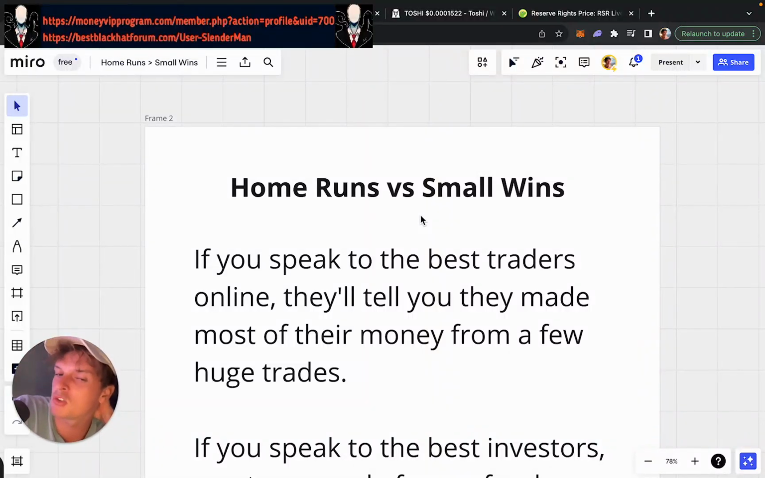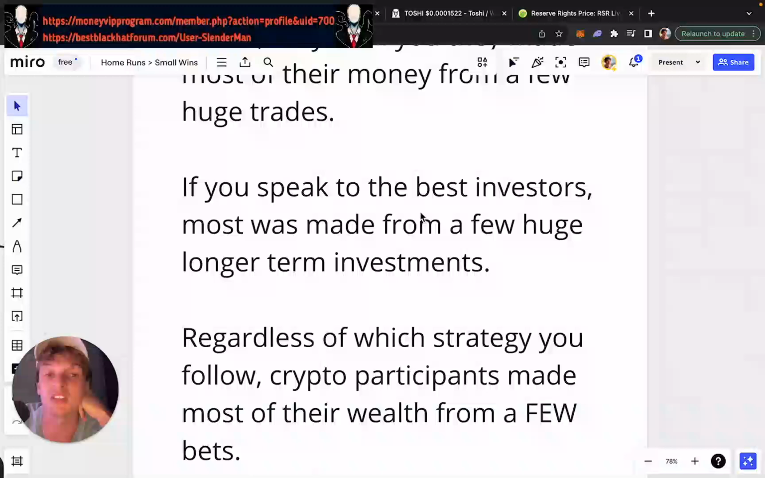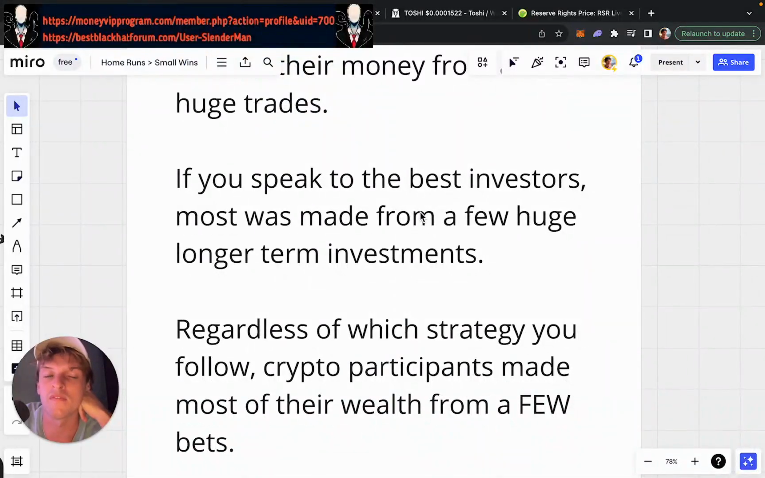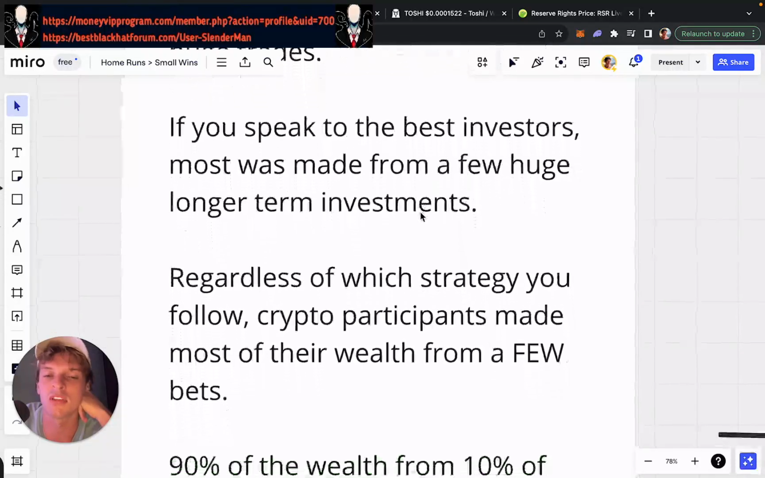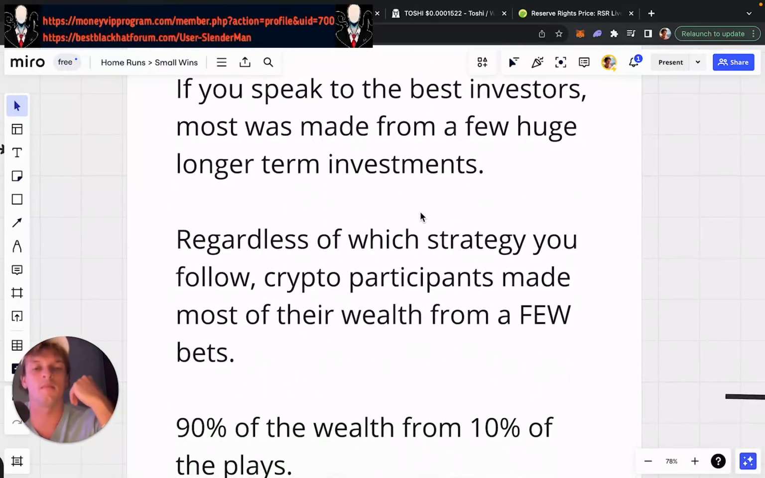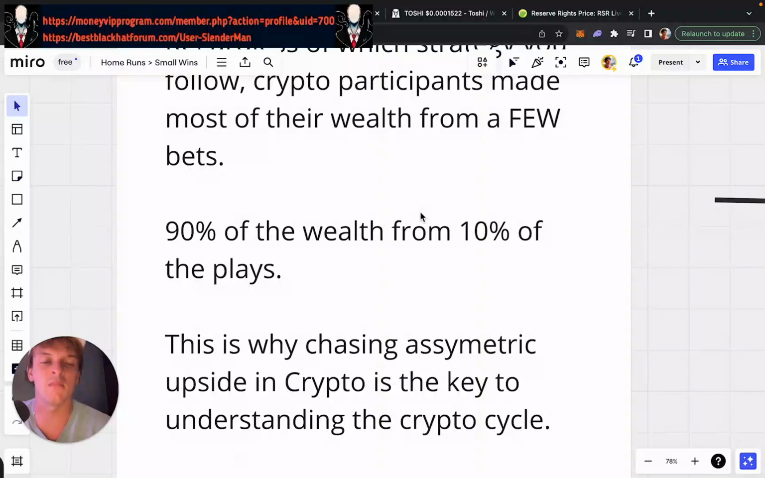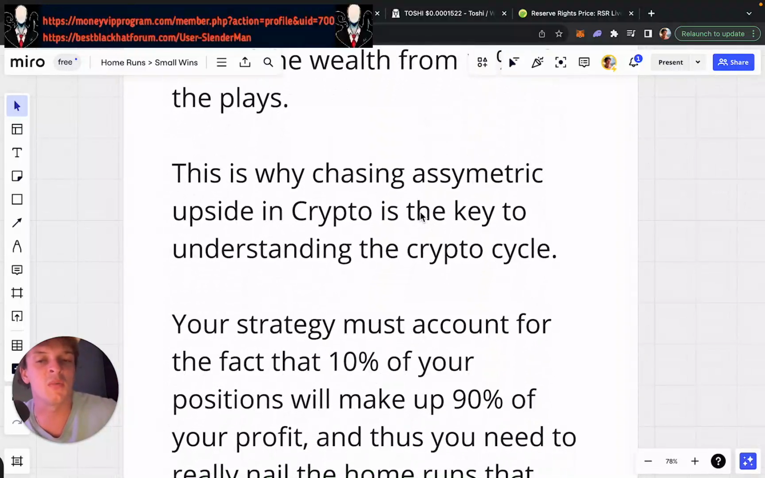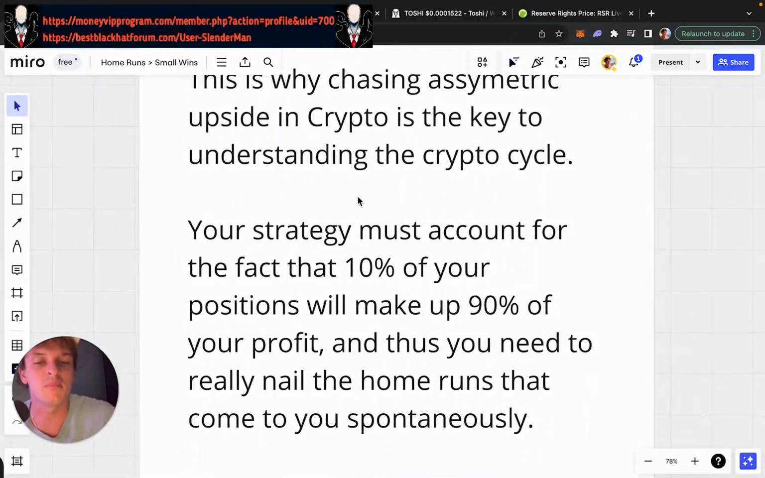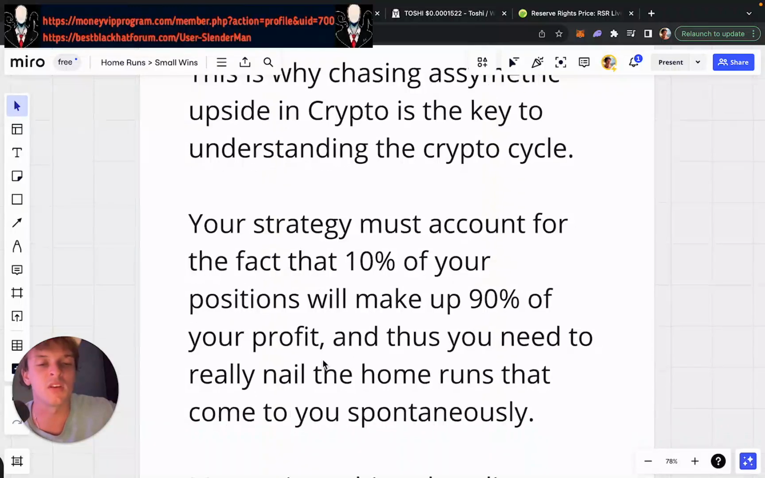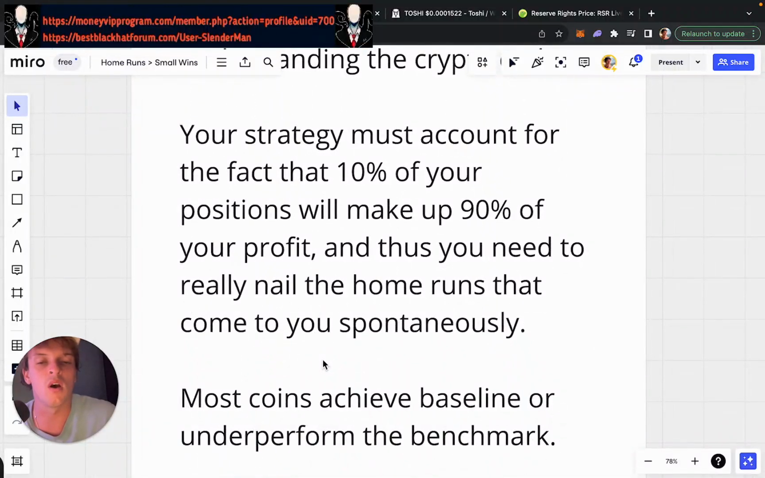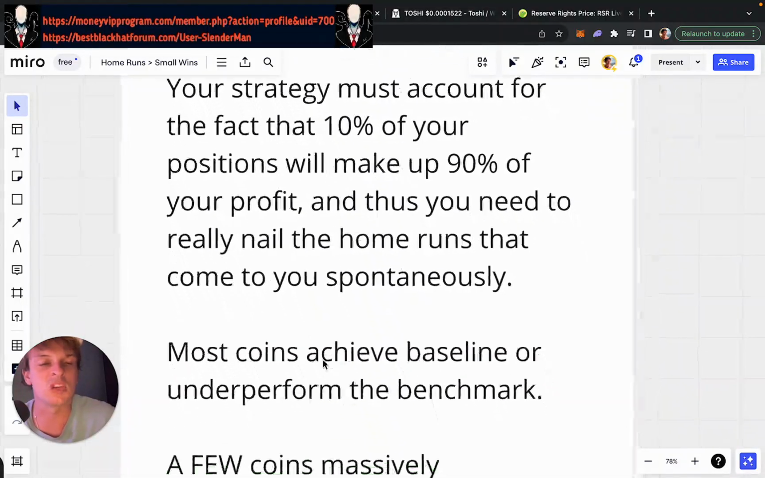If you speak to the best traders online, they'll tell you they made most of their money from a few huge trades. If you speak to the best investors, most of their money was made from a few huge long-term investments. Regardless of which strategy you follow in crypto, people in crypto made most of their wealth from a few bets. 90% of the wealth from 10% of the plays. This is why chasing asymmetric upside, another part of the course, in crypto is the key to understanding the crypto cycle. Your strategy must account for the fact that 10% of your positions are going to make up 90% of your profit, and thus you need to really nail home the home runs that come to you spontaneously and not very often.